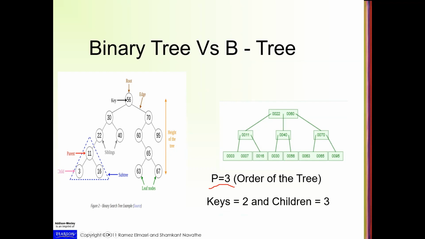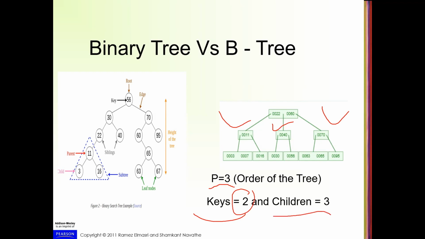Okay, let me just highlight this: if P is 3, K is going to be 2. If P is 4, K is going to be 3, which means that the node can have 3 children, but each child is going to have how many keys? 2 keys. Okay, so this is the important thing.